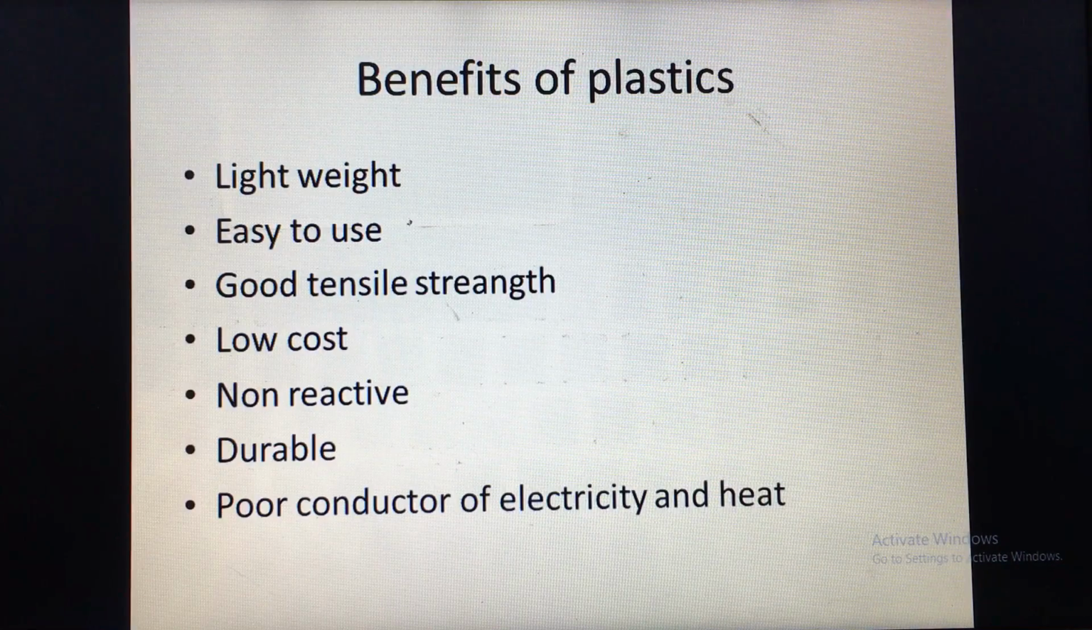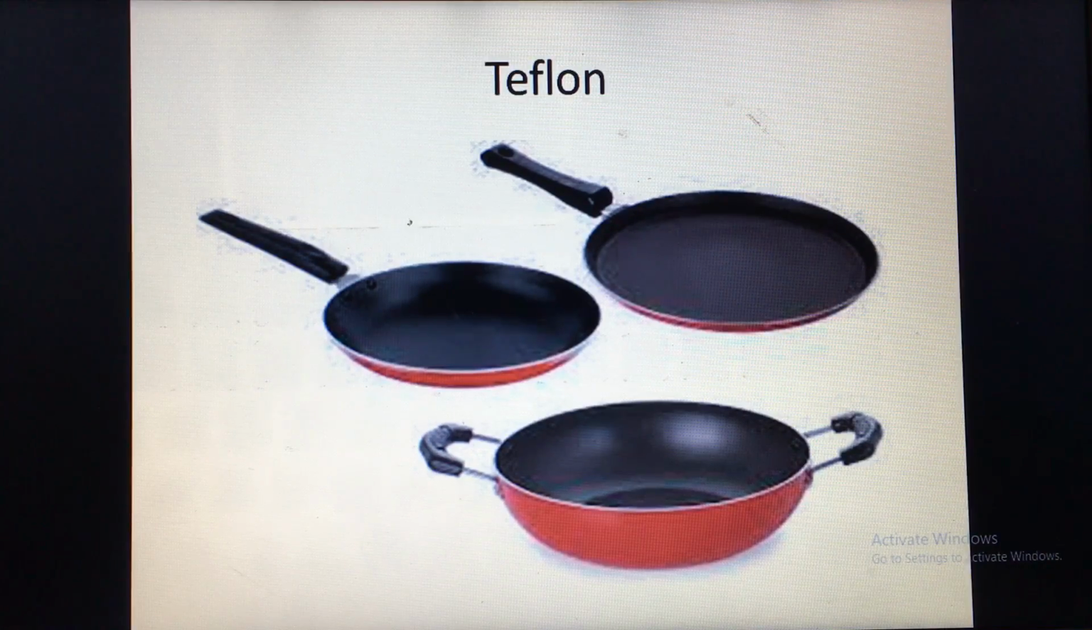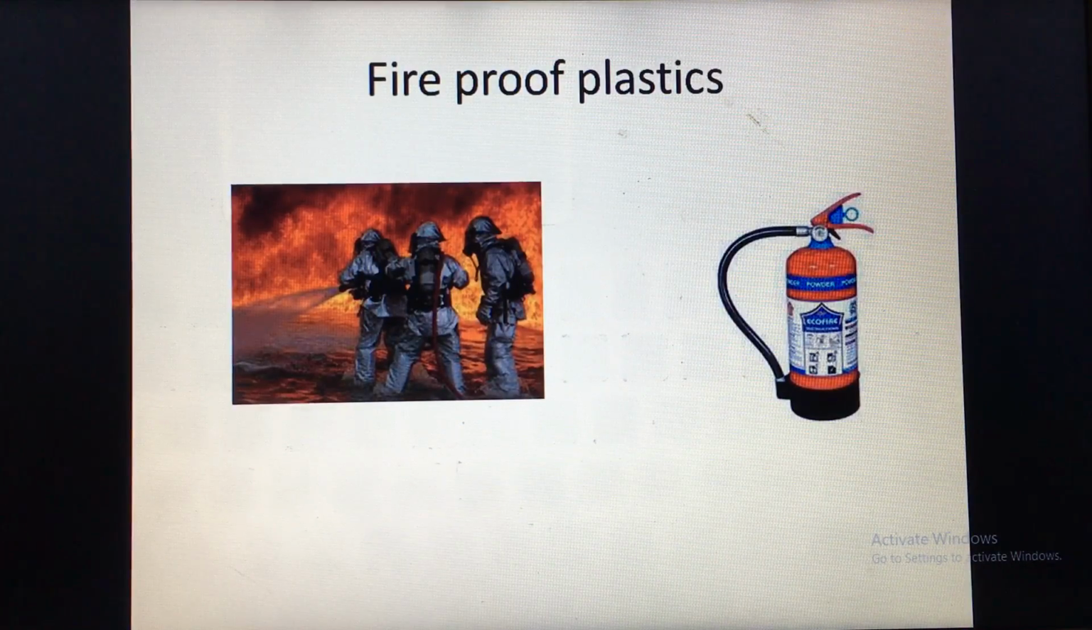Then we have one important plastic, that is Teflon. Teflon is used for non-stick cooking utensils. On this plastic, oil and water do not stick. Similarly, we have fireproof plastics which are used by firemen and in various industries, in fire extinguishers. They are mainly made of melamine, as we talked about before.